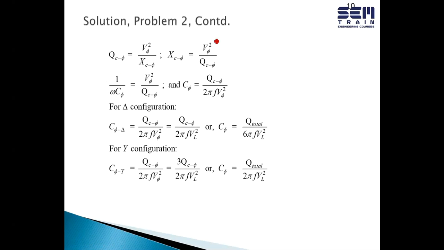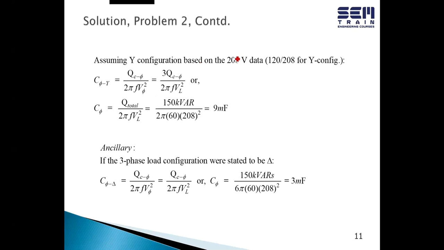We're trying to challenge ourselves and saying, okay, can we find the per phase capacitance that must be added if the load is delta configured versus if the load is Y configured, and if the voltage is 208 volts line to line. If it's Y configured and the line to line voltage is 208, divide this by square root of 3 and you'll get 120. The line to neutral voltage will be 120.